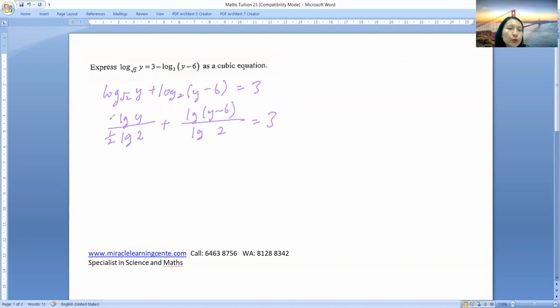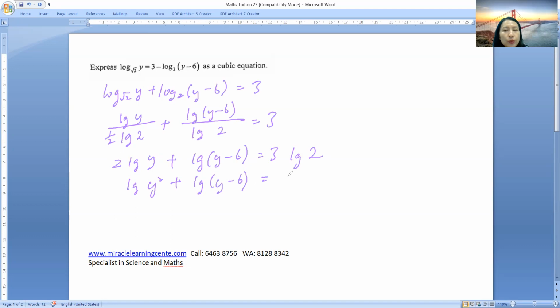So now I bring the 2 up. So I will have the LCM as log 2, equals to 3 log 2. So let me bring this power up and this power up. So log y to the power 2. Bring the 2 up to become a power. Log y minus 6 equals to log 2 to the power of 3.